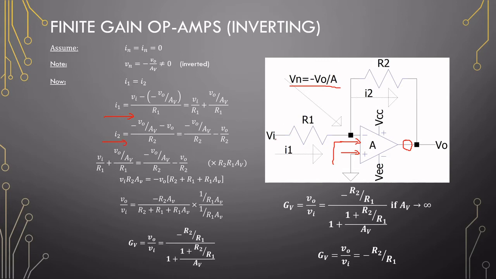So basically V in minus, V out over A, makes that a positive, is equal to minus V out over A minus V out over R2. Okay, and then we get the equation like this one over here. When we equate them to one another, then you multiply throughout by R2 R1 AV so that you can simplify your equation easier. Find your gain ratio V out over V in.